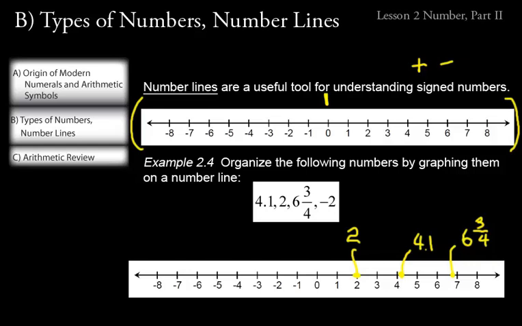And then -2, well, that would be here to the left. One thing this helps us see is the size of the numbers relative to each other. So -2 is to the left of 0. It's 2 away from 0, just like +2 is. +2 also has a distance of 2 from 0. It's just in the opposite direction.